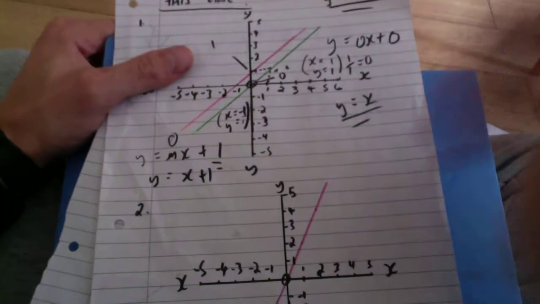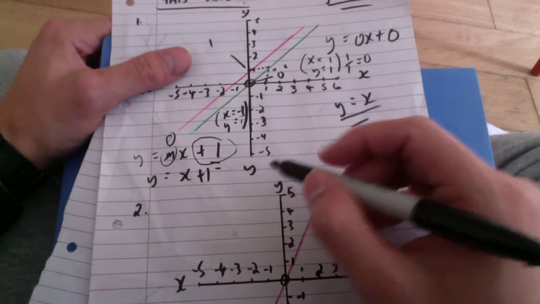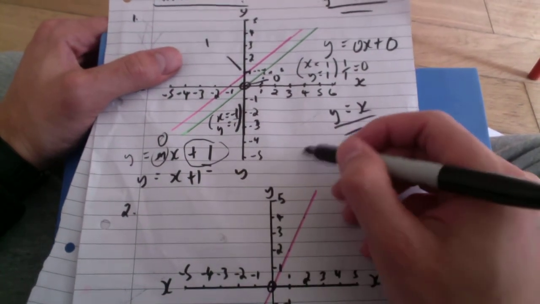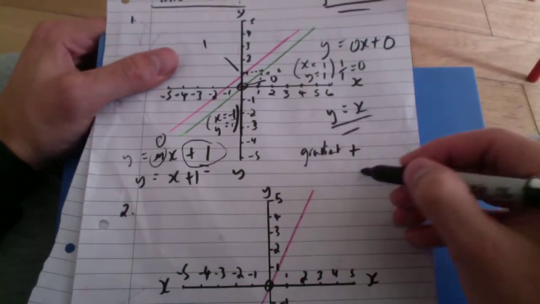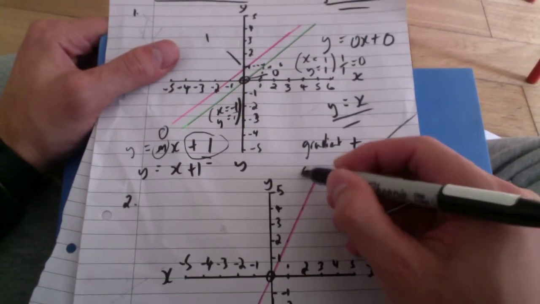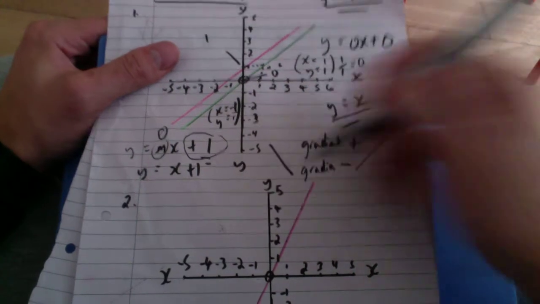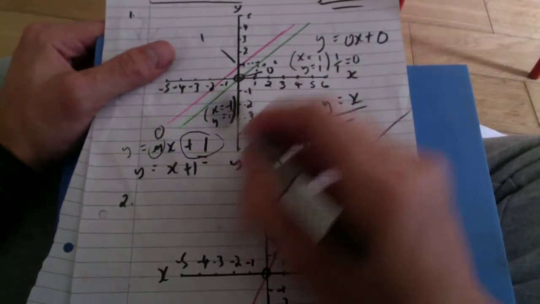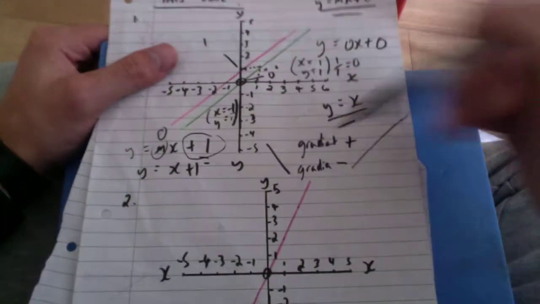One thing I would say is that in this section here, the gradient, if it is positive, it will go in this direction. If the gradient is negative, it will go in that direction. Okay, so just make sure that if you have a positive gradient, it's going that way. If it's negative, it's going that way. Okay. All right, let's move on to the second question.